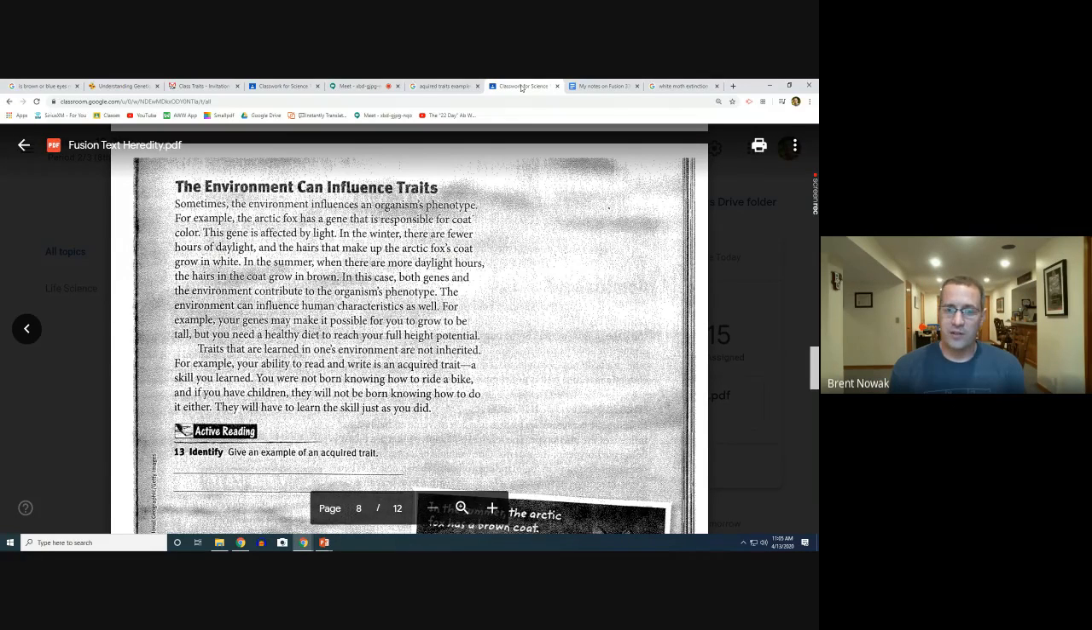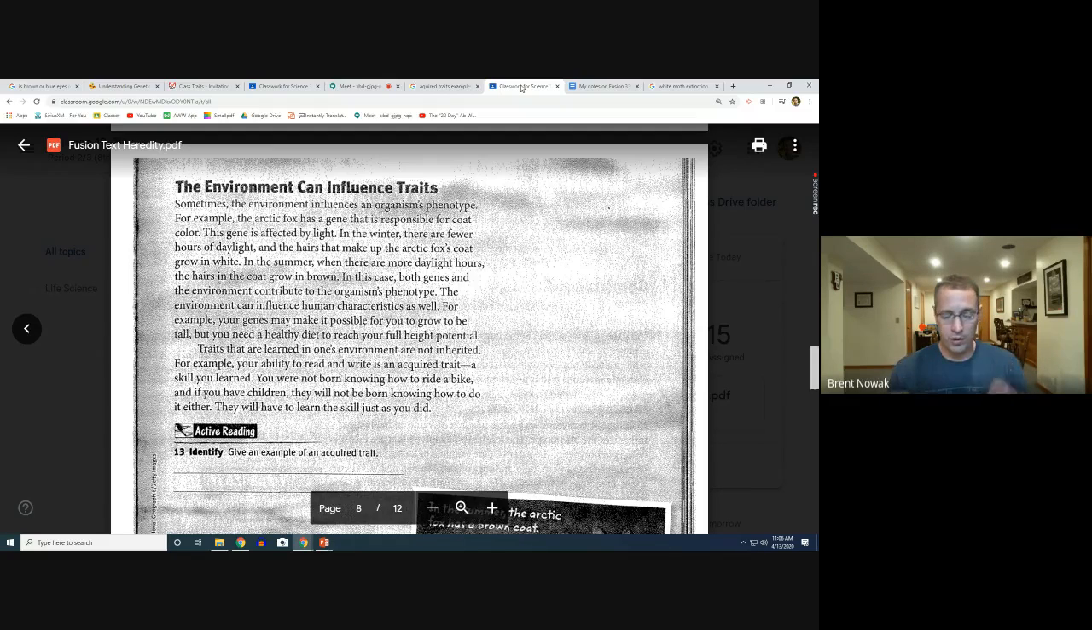For example, the Arctic fox has a gene that is responsible for coat color. This gene is affected by light. In the winter, when there are fewer hours of daylight, the hairs that make up the Arctic fox coat grow in white. In the summertime, when there are more daylight hours, the hairs in the coat grow brown. In this case, both genes and the environment contribute to the organism's phenotype. The environment can influence human characteristics as well. For example, your genes may make it possible for you to grow to be tall, but you need a healthy diet to reach your fullest height potential.